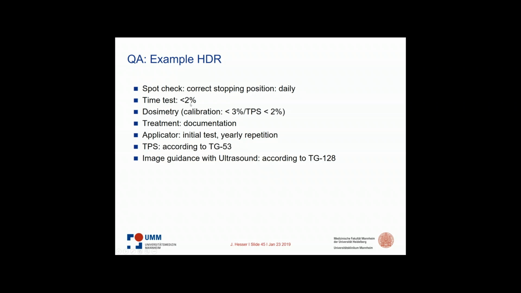Time test should be less than 2%, so if it resides a certain time, the actual timing should be better than 2%. The symmetry, that's a calibration, should be smaller than 3%, and compared to the treatment planning system, better than 2%. Documentation should be correct. And the applicator gets an initial test and a yearly repetition, to check whether this is okay. Treatment planning system according to TG53 should be tested. And if there's image guidance, if it's ultrasound, there's a TG128 recommendation, which should be considered as well.